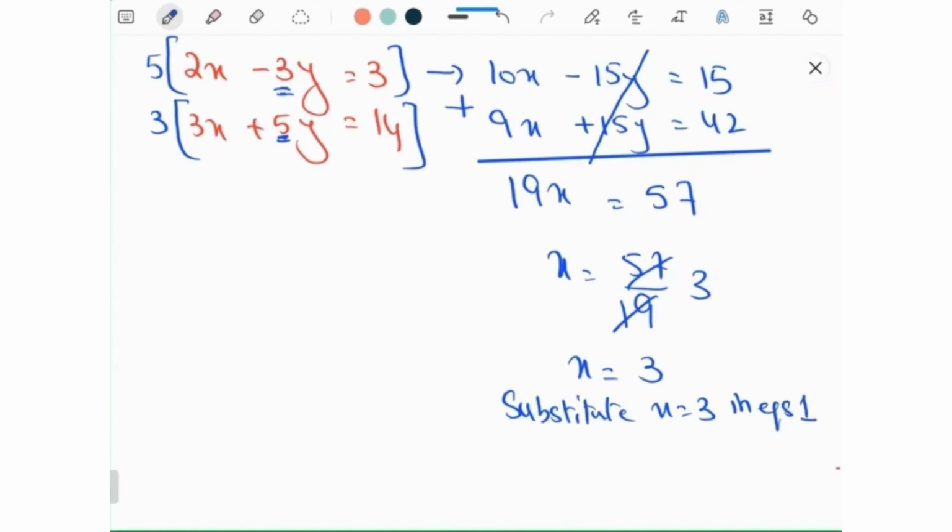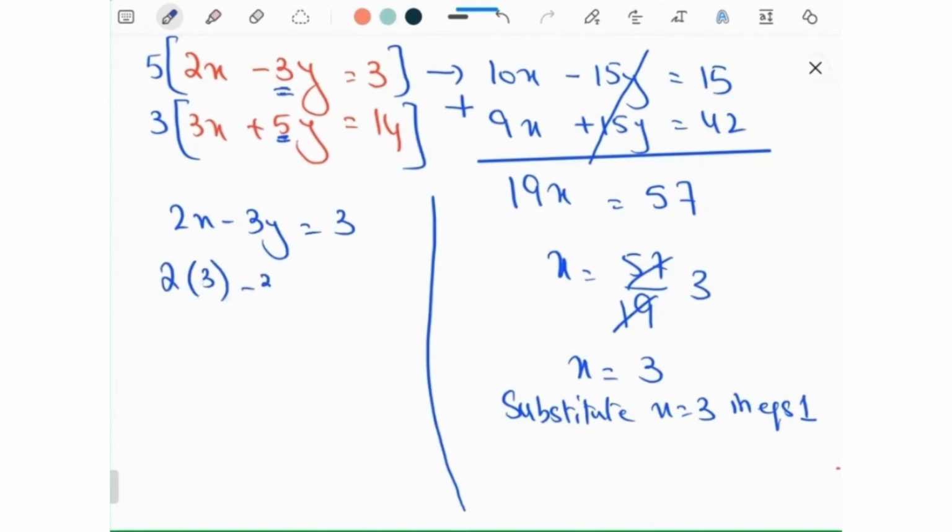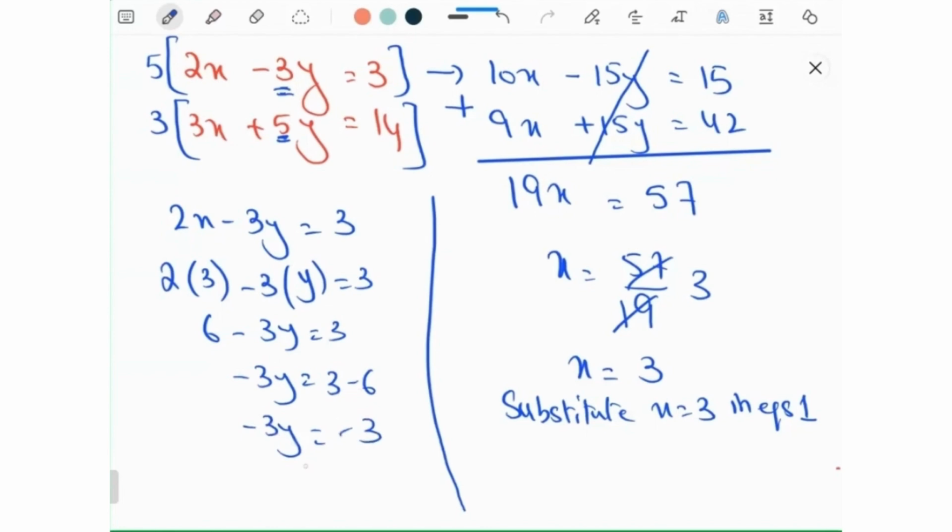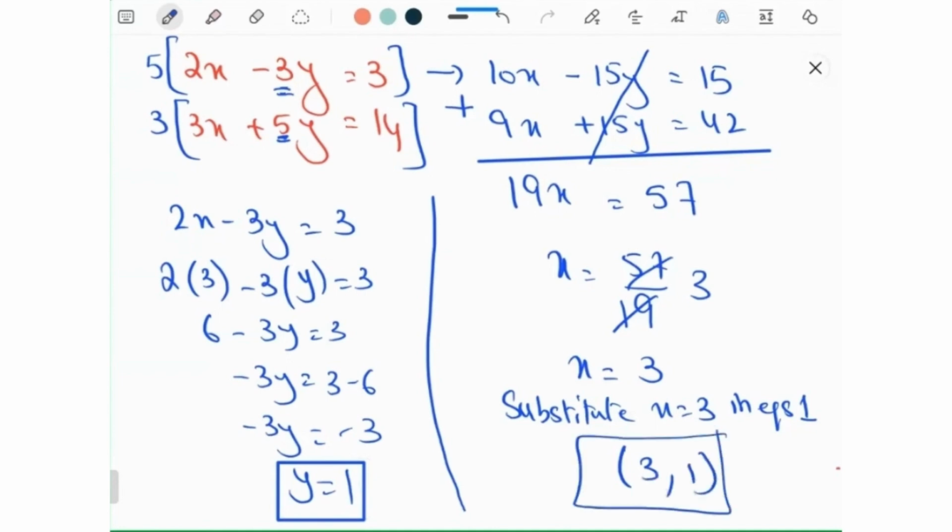Are you all with me? So 2x minus 3y is 3. In place of 2x, put 3... minus 3y is 3. 6 minus 3y is 3. Minus 3y is 3 minus 6. Minus 3y is minus 3. Y is 1. Am I clear? 3 comma 1.